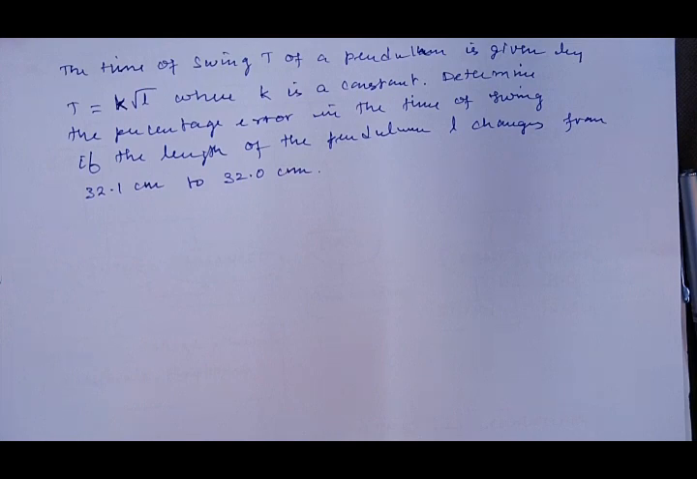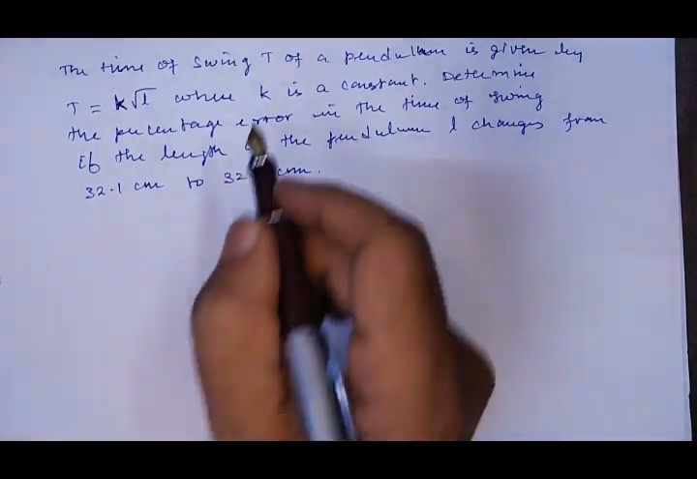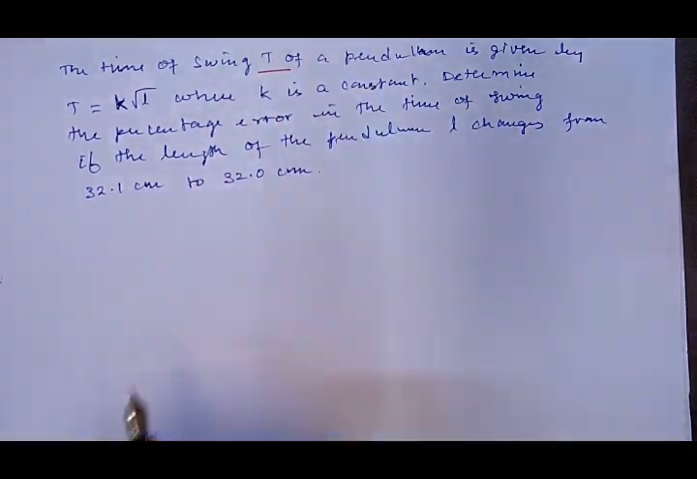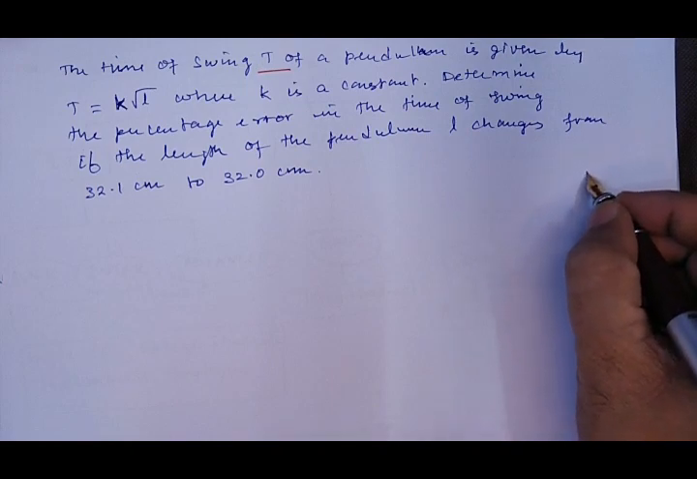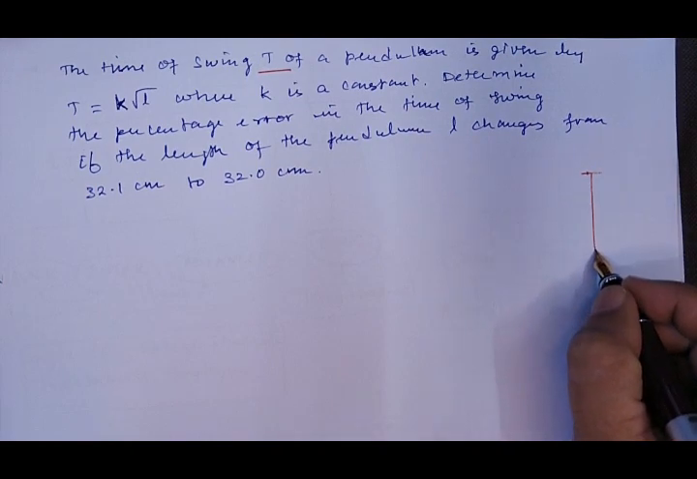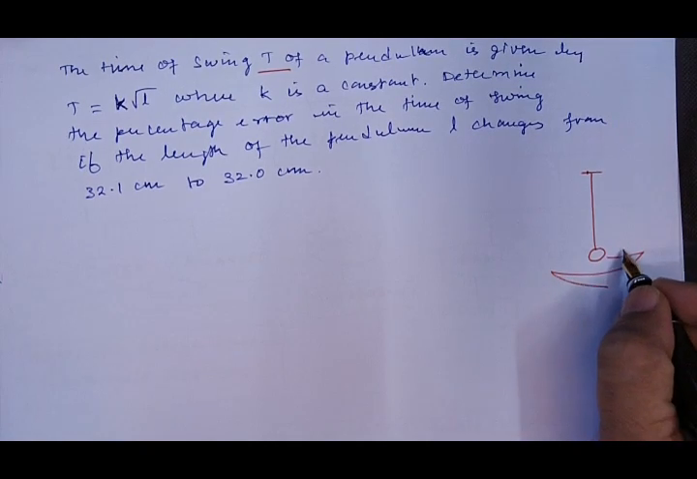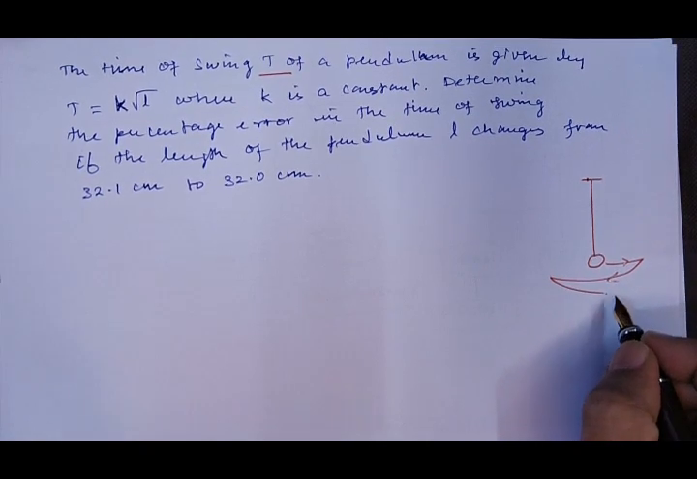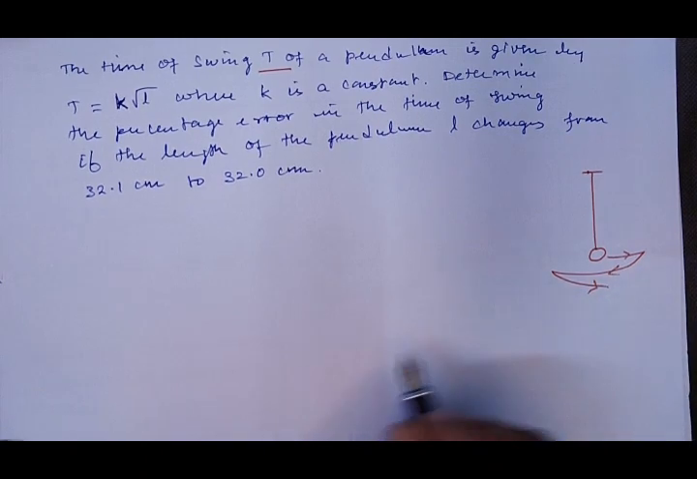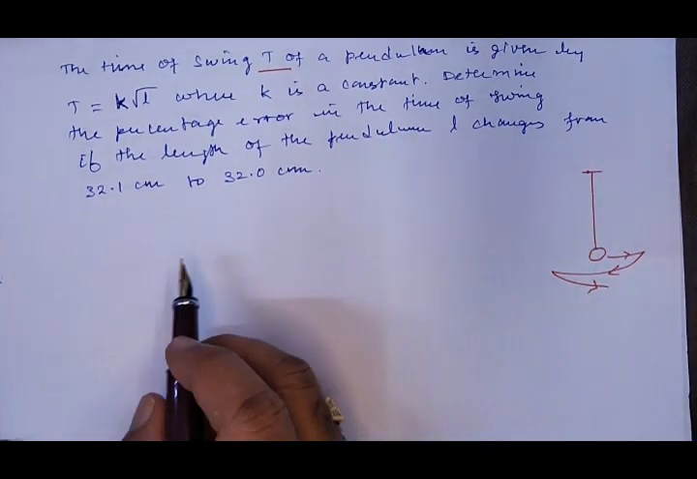Consider this problem. The time of swing, that is represented here as t, of a pendulum. So a pendulum is suspended on a fixed wall and it will be moving like this. This is the bob of the pendulum.